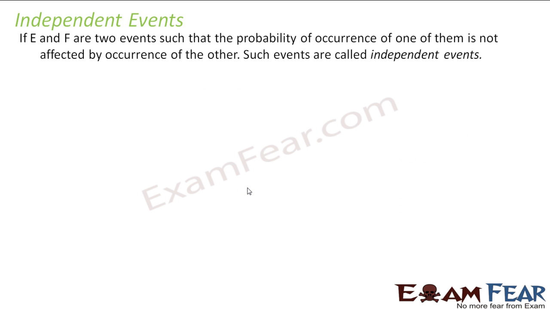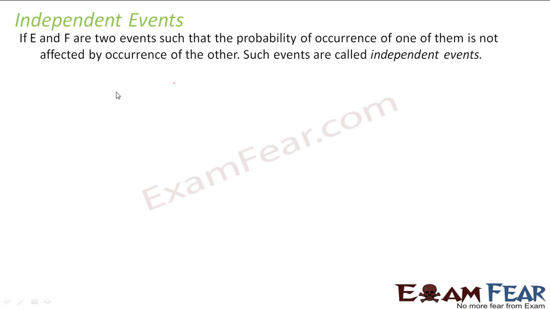I will introduce a new topic called independent events. Two events are called independent events if the probability of occurrence of one is not impacted by the occurrence of the other. Such events are called independent events.